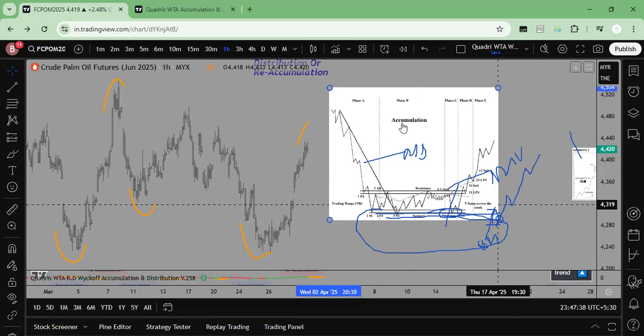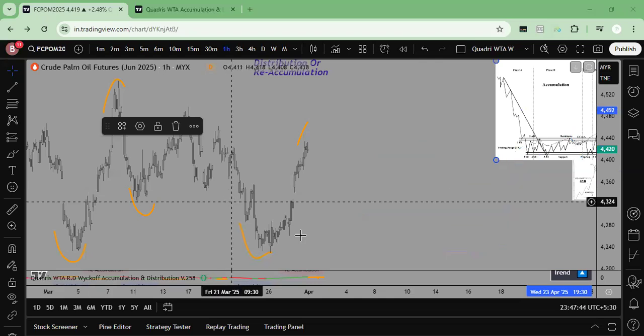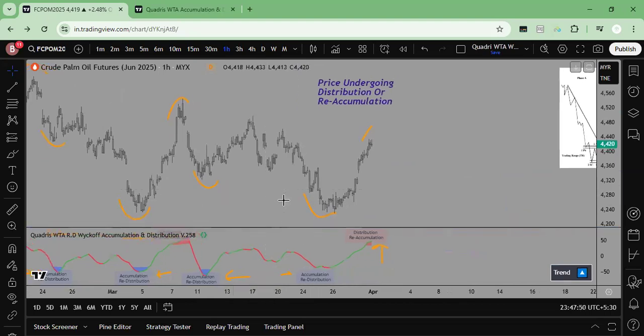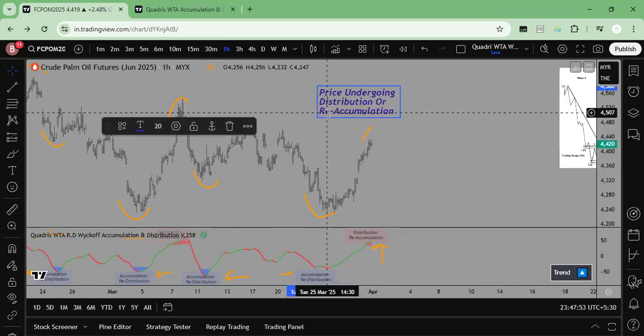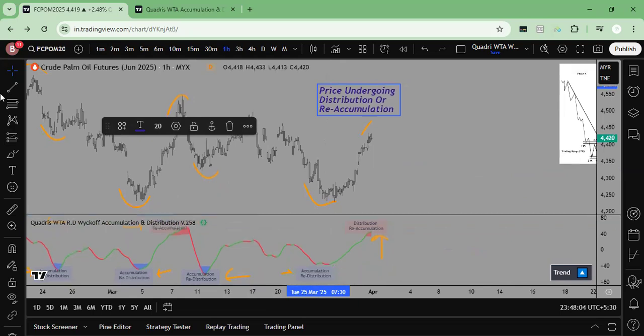Wyckoff had an idea of transfer of power, or transfer of contract or interest, taking place between buyers and sellers, or from sellers to buyers. For example, this chart I posted today of 1 hour FCPOM. And first of all, this particular indicator, Wyckoff accumulation and distribution, works on any time frame, any instrument, any financial market. So it gives you a distribution and an accumulation. Along with distribution, it gives you reaccumulation, and along with accumulation, it will give you redistribution.